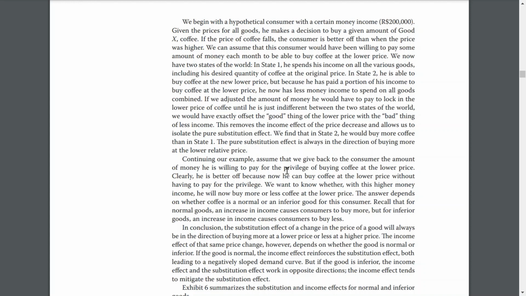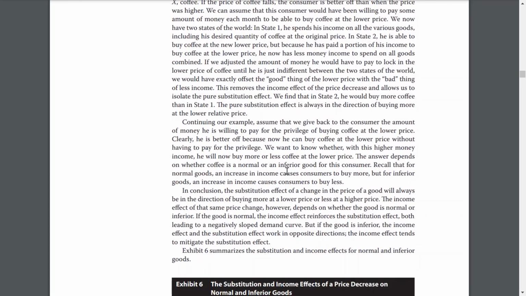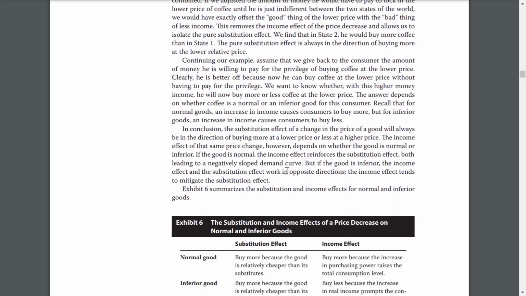If we adjust this amount of money he would want to pay to lock in the lower price of coffee until he is just indifferent between the two states of the world, we would have exactly offset the good effect of the lower price with the bad effect of less income. This is the removal of the income effect from the price decrease. Yeah, this is quite intuitive. Okay, continuing our example, assume that we give back to the consumer the amount of money he is willing to pay for the privilege of buying coffee at a lower price.